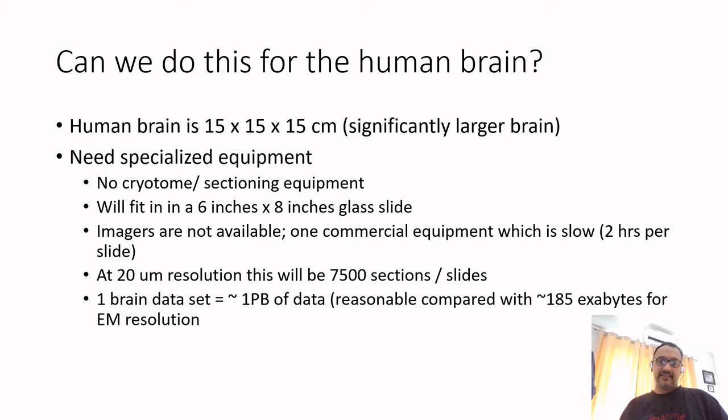The benefit we have in studying at a mesoscopic scale, which is like half a micron, instead of the electron microscopic scale, which is 50 nanometers, is that one human brain data set will be approximately 1 petabyte. That is still pretty large, but we have the capability of storing 1 petabyte right now, right? Which is reasonably okay compared with 185 exabytes of data at EM resolution.